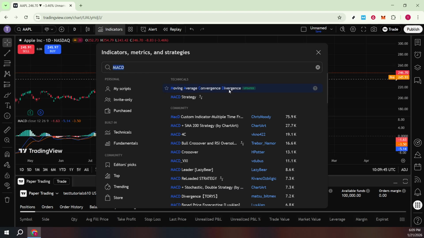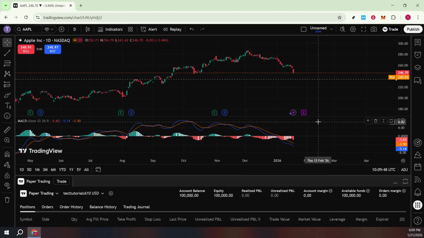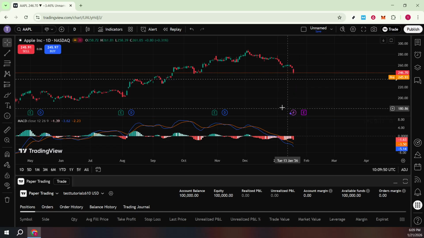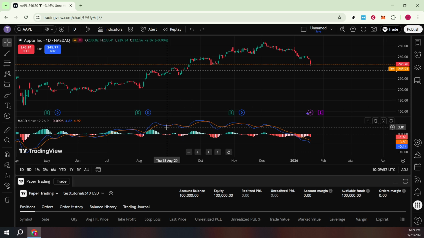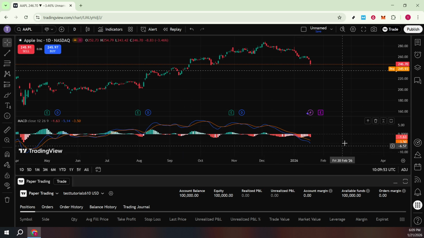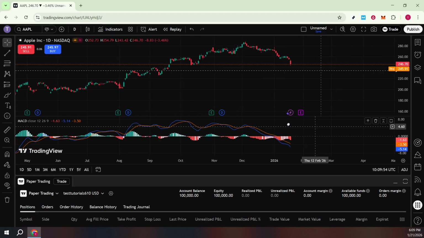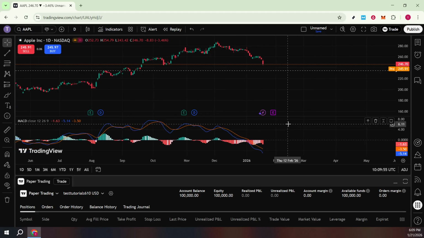You'll now see the MACD pane appear below your price chart. By default, it includes three components: the MACD line, the signal line, and the histogram. The MACD line measures the difference between two moving averages, the signal line is a smooth version of that, and the histogram visualizes the distance between the two lines. Most platforms use standard default settings, which are commonly 12, 26, and 9, and those are perfectly fine when you're getting started.